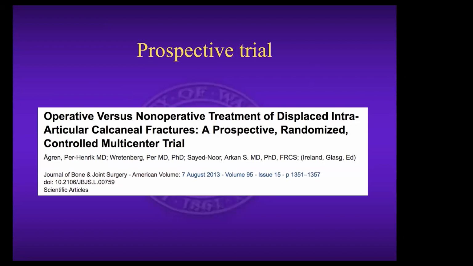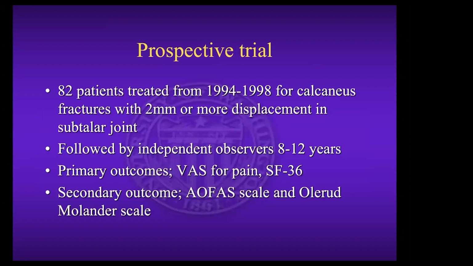And it was a small trial with 82 patients, and they were enrolled from 94 to 98, and included everybody with all deformities as long as there was more than 2 millimeters of displacement in the joint. And they were followed independently. The surgeons didn't get a role in assessing them, which is an important thing.